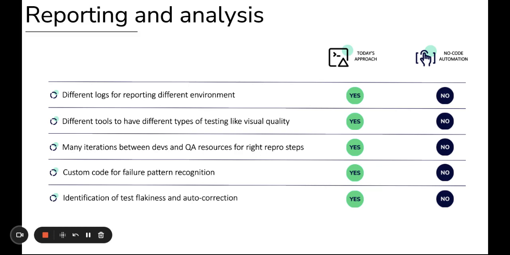Whereas a no-code automation platform gives you all these capabilities, where it does the log analysis for you on different environments to find the failure patterns and not only helps with flaky tests but also self-healing of your tests. It can also give concrete steps to your developers or testers so that they can get to the root cause of the bug or an issue much faster.